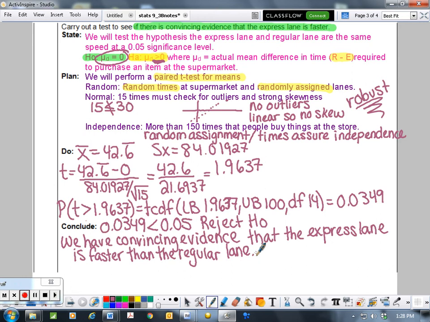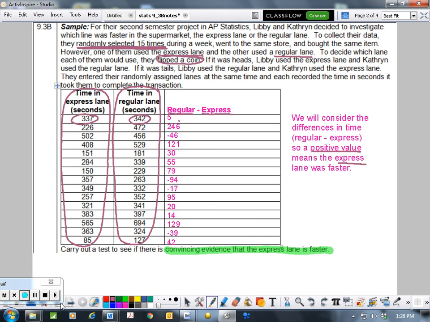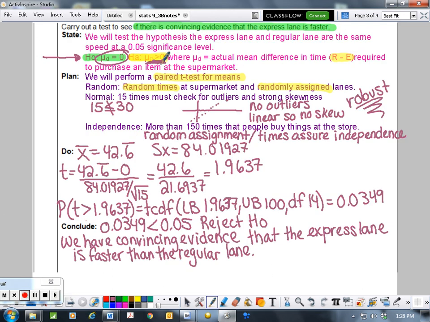So it's a little different than what we were doing before, but not so much different. We're still going through the stuff. The hardest part is probably our hypotheses based on how we set up our subtraction. So if I did my subtraction the other direction, where it was express lane minus regular lane, which seems to make sense because it goes left to right, then I would have to say all negative values mean that the express lane's faster. So then here, we would say that our difference was less than 0 because it'd be negative, and our numbers would be slightly different, which is okay.